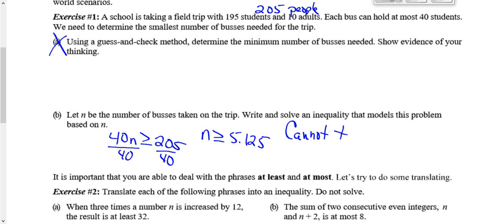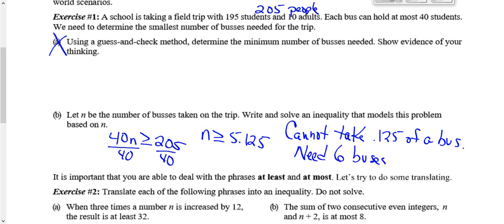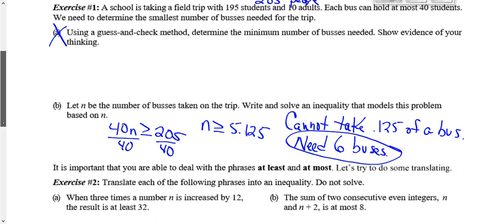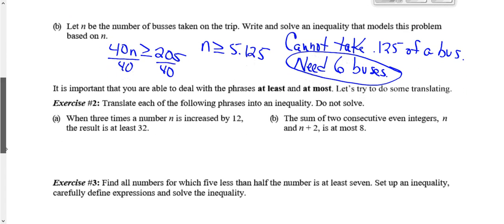So we cannot take 0.125 of a bus. So we need how many? 6. Need 6 buses. All right. We have to take 6 buses. Now we'll probably have some extra seats available, right?